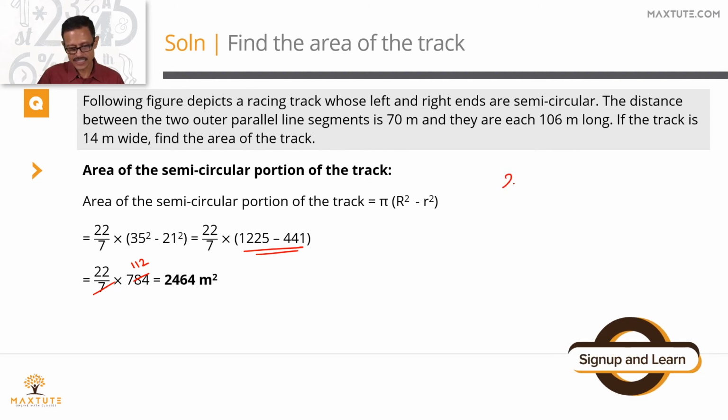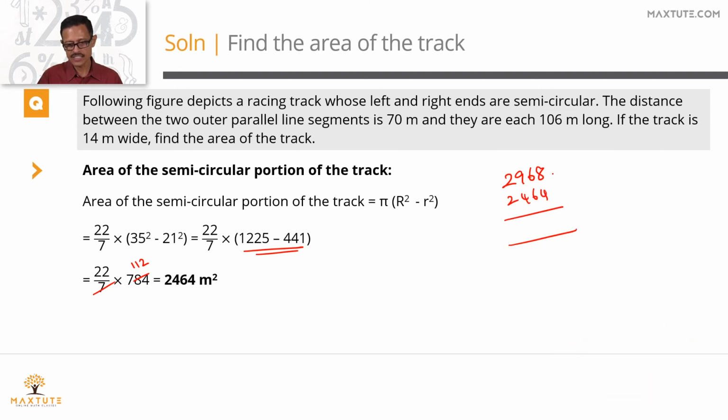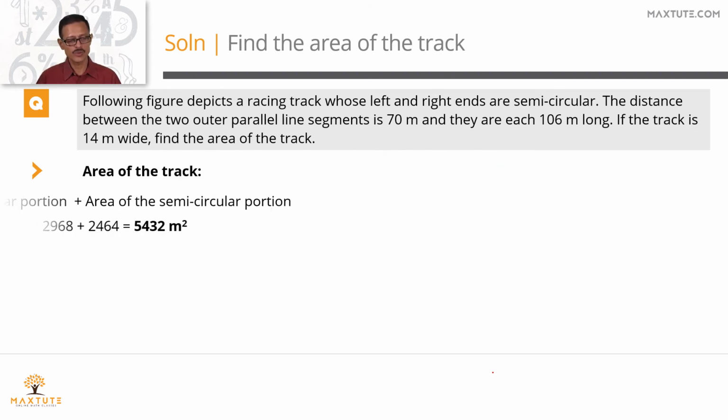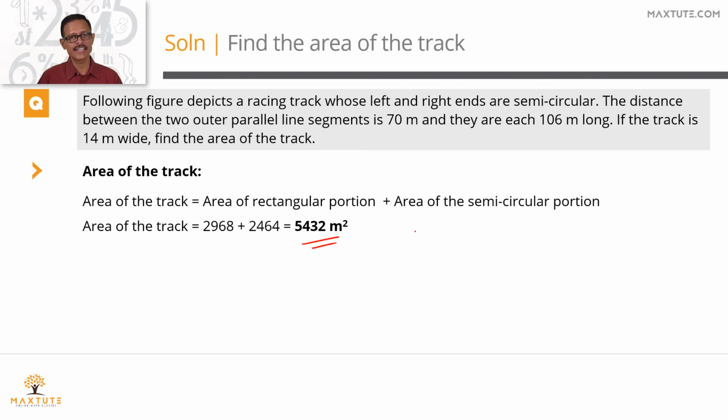We computed the area of the rectangular track to be 2968. The semicircular track is 2464. So the overall area of the track is the sum of these two. 8 and 4 are 12, carry over 1, which is 13, 3, carry over 1, which is 14, carry over 1, which is equal to 5. 5432 meters square is the area of the entire track, which includes both the rectangular portion and the semicircular portion.